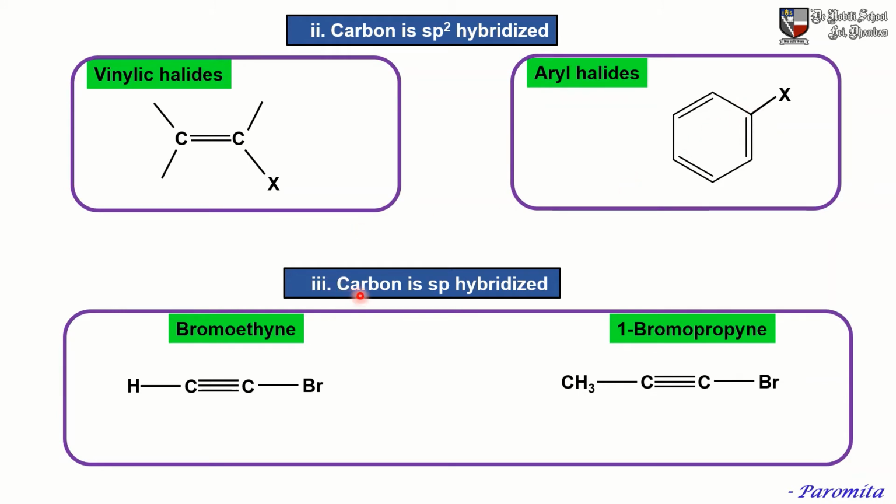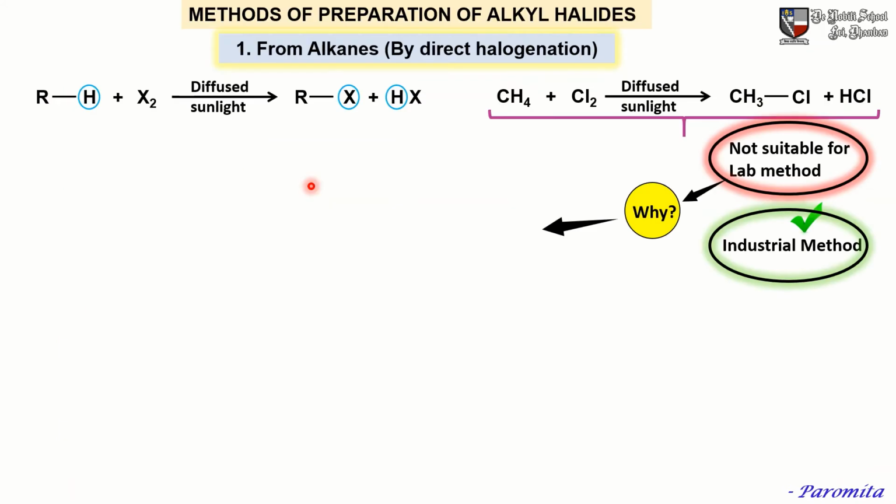Our next example is where carbon is sp hybridized. The first one is bromoethine. See this Br, that is a halogen. This Br is connected to this carbon. And what about this carbon? This carbon is sp hybridized. See here also Br is attached to this carbon, and the carbon is sp hybridized.